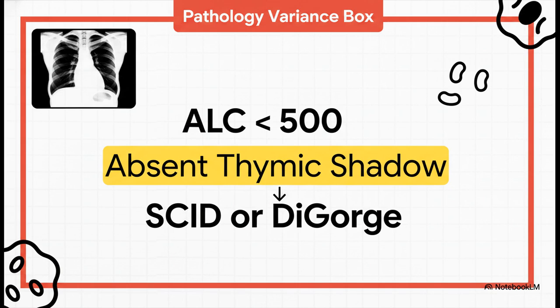Time to lock this in with another pathology variance box. This cements our absolute diagnostic indicators for cellular defects. If you see an absolute lymphocyte count of less than 500 or an absent thymic shadow on a chest X-ray, you are operating within the SCID or DiGeorge spectrum. Evaluating that thymic shadow and meticulously tracking those lymphocyte counts, totally non-negotiable.